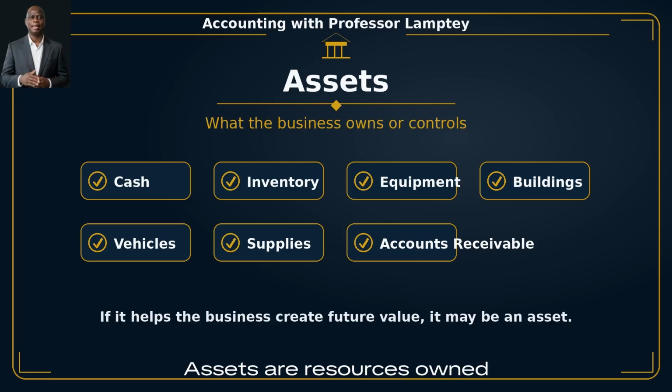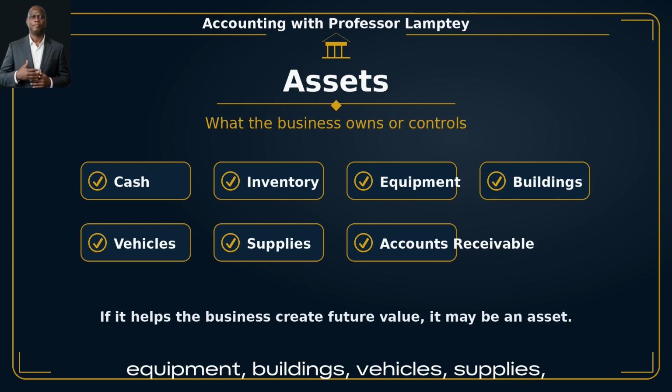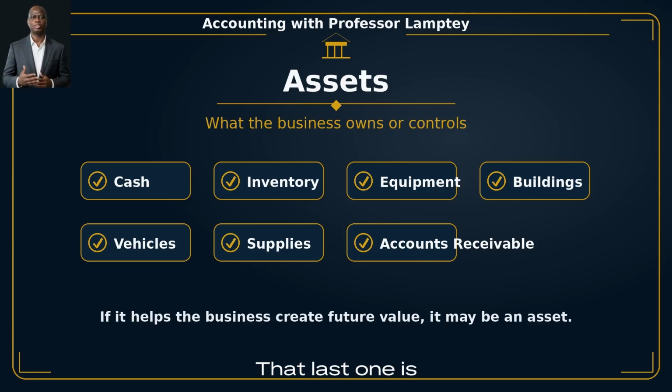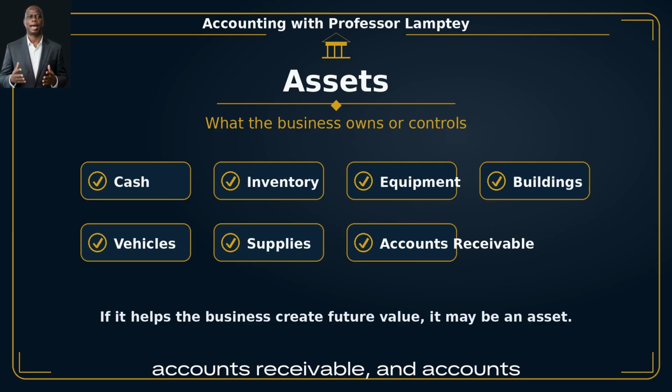First, assets. Assets are resources owned or controlled by a business that are expected to provide future benefit. In plain language, assets are what the business owns or controls to help it operate and make money. Examples include cash, inventory, equipment, buildings, vehicles, supplies, and money customers owe the business. That last one is important. If a customer buys goods or services on credit and promises to pay later, the business has a right to collect that money. That right is called accounts receivable, and accounts receivable is an asset.